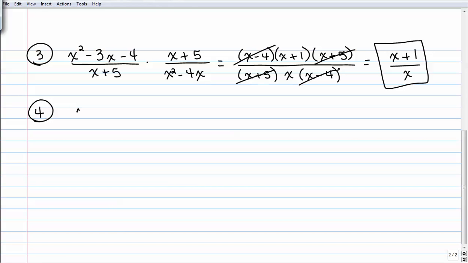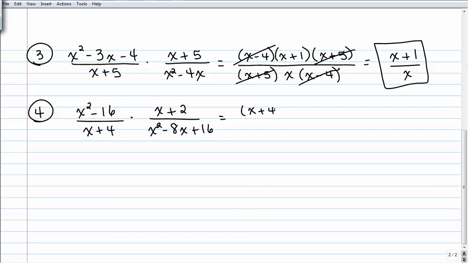Another example, x squared minus 16 over x plus 4 times x plus 2 over x squared minus 8x plus 16. Okay, the numerator of my first fraction is a difference of squares, which factors into x plus 4, x minus 4. And my second fraction has a numerator that's just a binomial. And then on the bottom, I have an x plus 4.